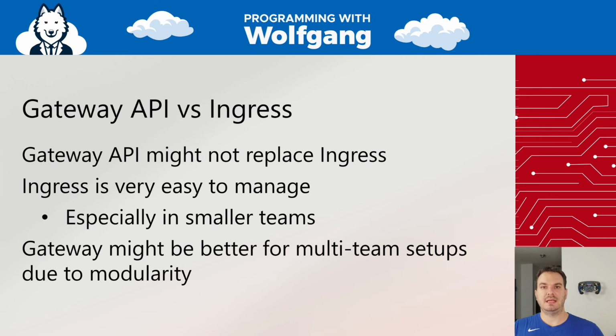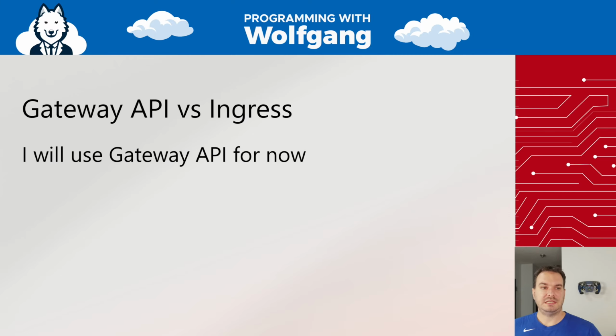Where it might be useful is if you have a big company or department with multiple teams. For example, if you have an infrastructure team, a security team, a compliance team, multiple development teams, then it might make sense to split it up and use the Gateway. Also, obviously, if you have problems with the Ingress, if it doesn't fulfill your requirements, the Gateway API might be the better solution. For myself, I will use the Gateway API for now.